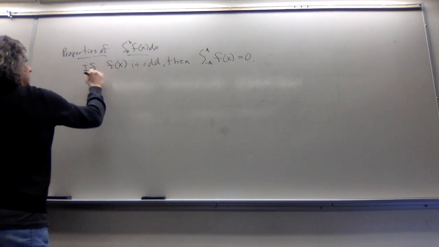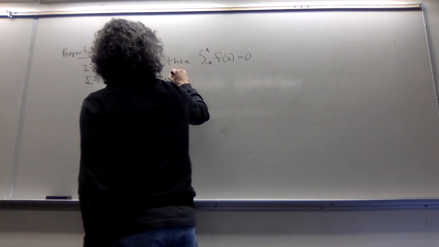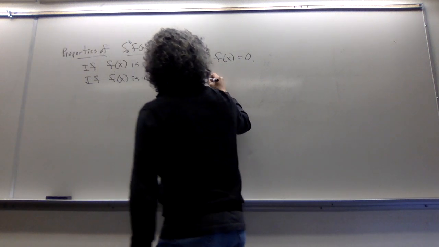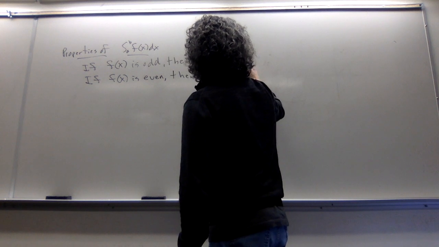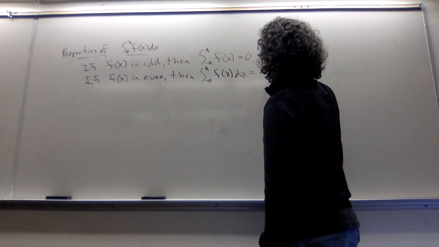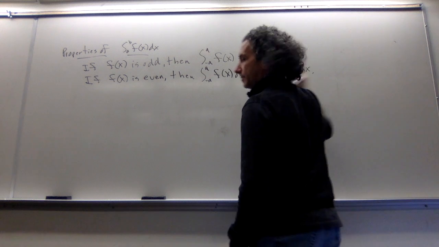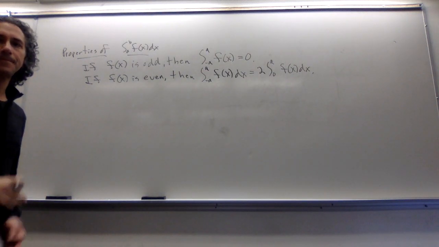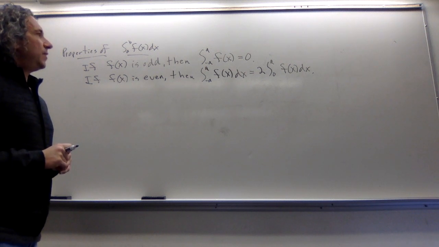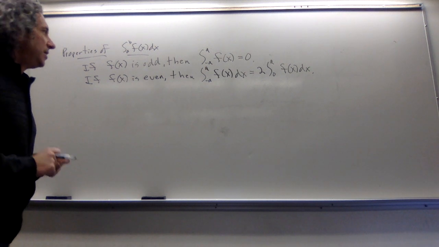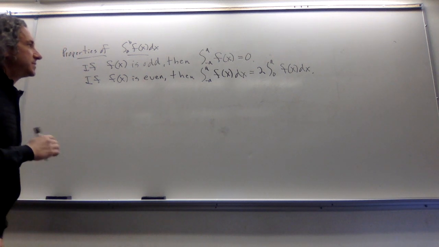And finally, the last property is as follows. If f of x is even, then the integral from minus a to a of f of x dx is equal to twice the integral from 0 to a of f of x dx. So this one also we're going to prove by just looking at a picture. It's not a formal proof, but I think it shows us what's going on.